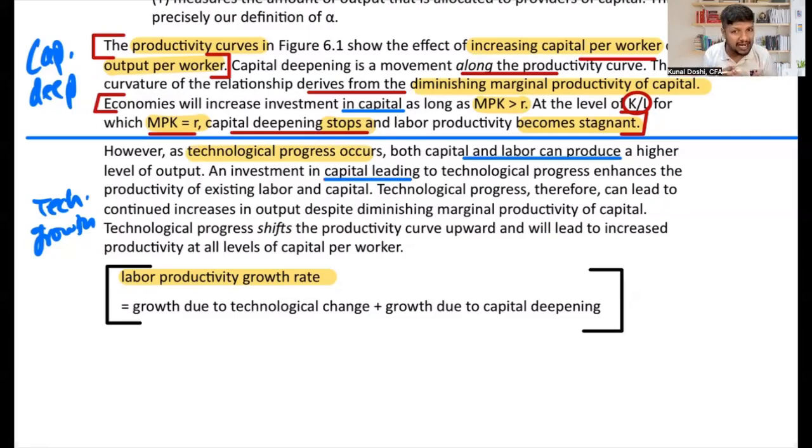It's not that they're completely different. They will enhance productivity of labor and capital. Technological progress, therefore, can lead to continuous increase in output despite diminishing marginal productivity of capital. Yes, this is the most important conclusion that you need to draw amongst all that I discussed: that capital has limitation. It cannot forever increase the output, but continuous progress in technology will continuously lead the economy.